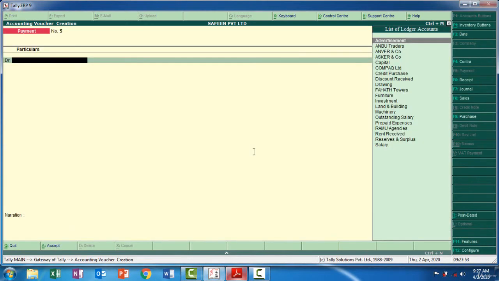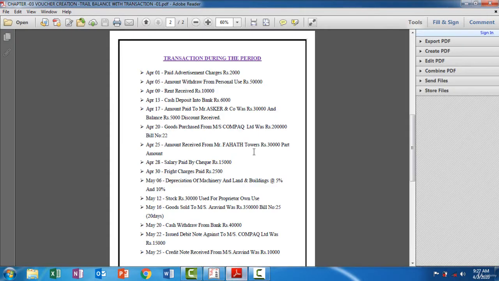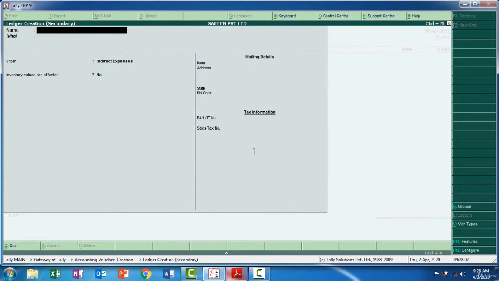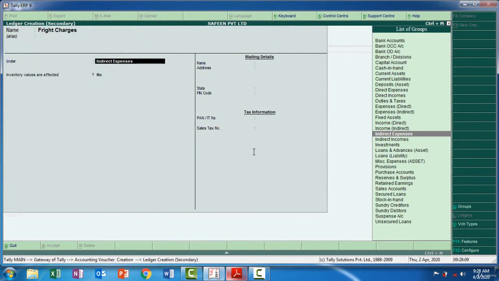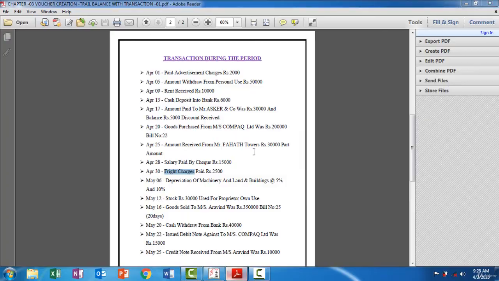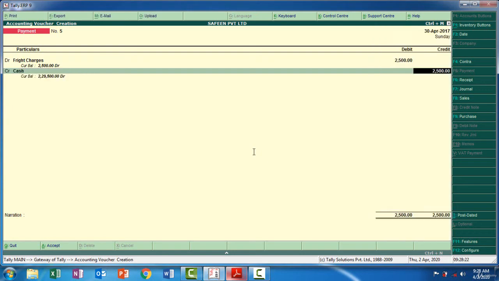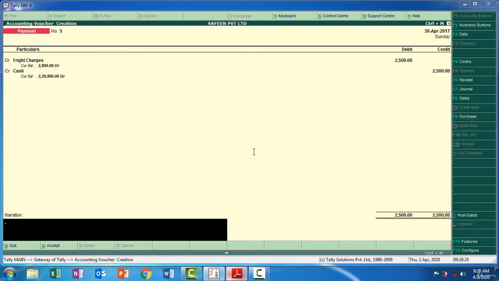And for the debit, freight charge, there is no account, so I'm going to create the account, freight charges. It is coming under the direct expenses. So the amount is how much? Freight charge 2,500. Then credit is cash. Credit is cash 2,500.